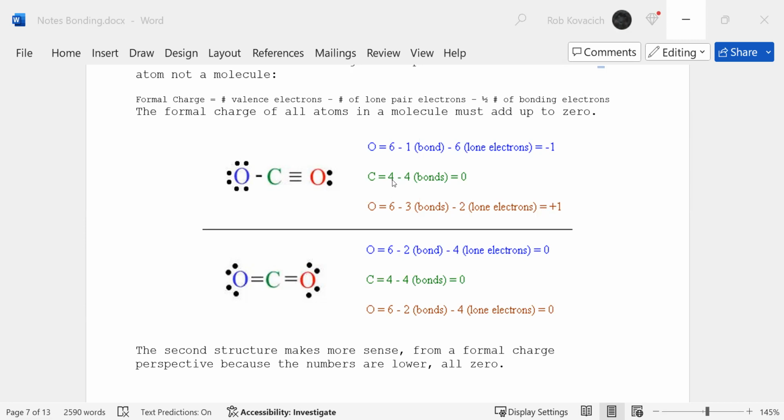The carbon, same situation as the prior, 4 valence electrons, 8 bonding electrons. Half of that is 4. That gives me 4 minus 4 is 0. And then my last one here is 6. My oxygen again has 6 valence electrons, and it's got 4 bonding electrons, and I take half of that, so that I get 2. And then I've got 4 lone pair electrons, so I subtract those off, and I get 6 minus 2 minus 4 gives me 0. So the formal charges up here are bigger than the formal charges down here, which are all 0. And so this is the correct structure.